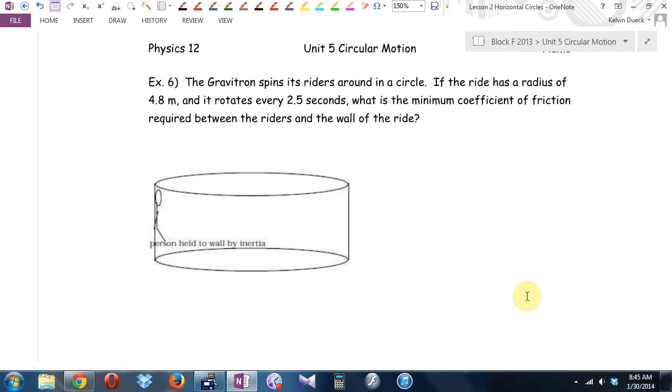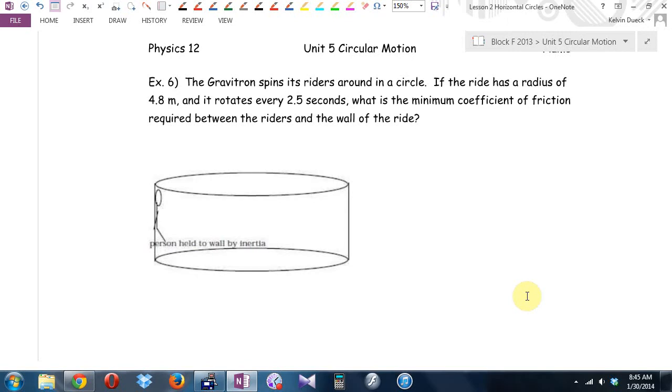The Gravitron spins its riders around in a circle. If the ride has a radius of 4.8 meters, about half the width of my room, which is about right, I think, from the size that I've seen. Sometimes they're a little smaller, sometimes a little bigger. And it rotates every 2.5 seconds. Let's see, 1001, 1000. I think that's about how long it takes. It's tough to tell because when you're on there, you've got the adrenaline rush. You really don't know how fast you're rotating. Your time sense is really screwed up. But I think my numbers are okay.